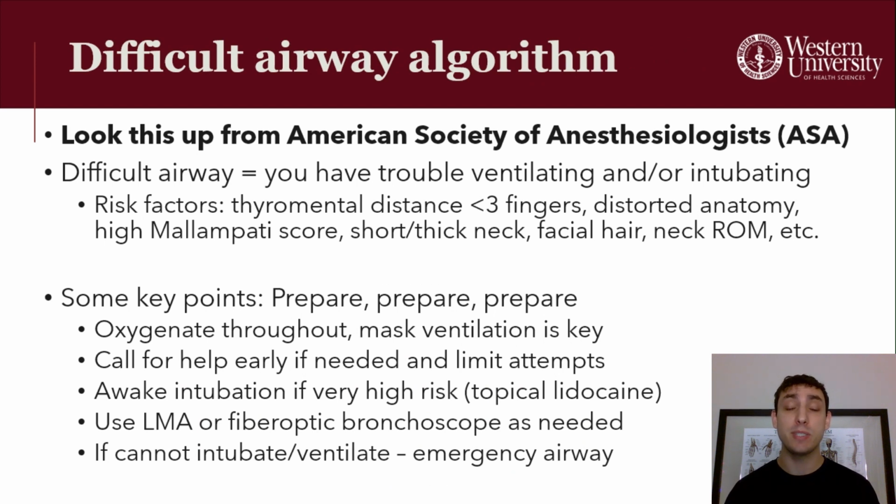So the difficult airway algorithm, this is super important. It's not that big, so I encourage you to just go to ASA and look up the algorithm itself. If you have a difficult airway, that means you have trouble ventilating and/or intubating the patient. Some risk factors: your thyromental distance, so you're putting three fingers here. If they have distorted anatomy, maybe they have some cancer, maybe there's some radiation or trauma. If they have a really high Mallampati score, or a short, thick neck, a lot of your bariatric patients can give you trouble. Lots of facial hair can make it difficult to ventilate. And if they have limited neck range of motion for you to position them correctly, that's going to give you some trouble.